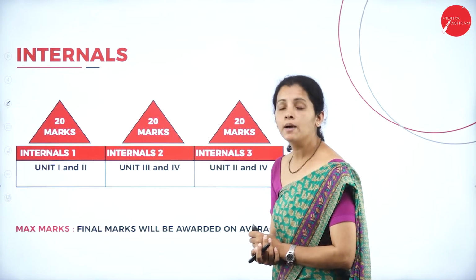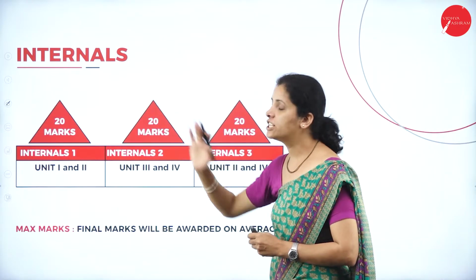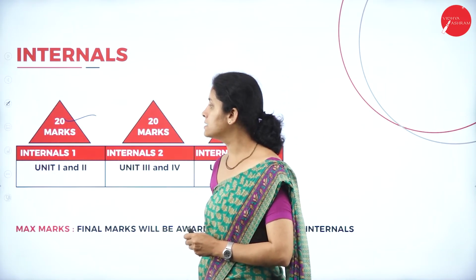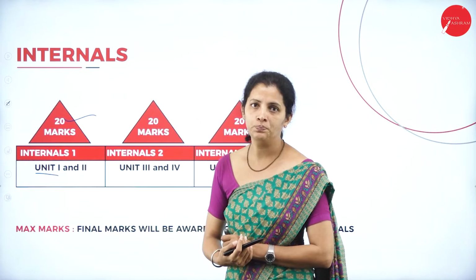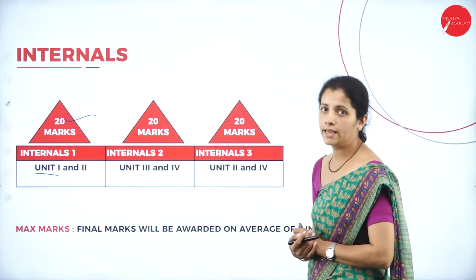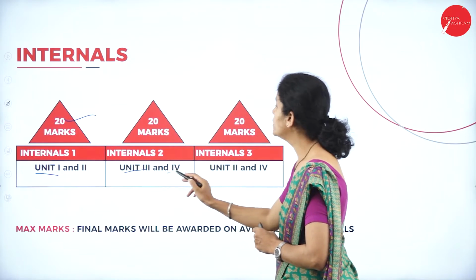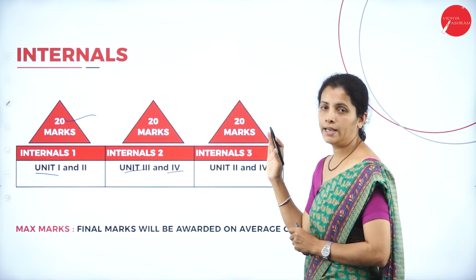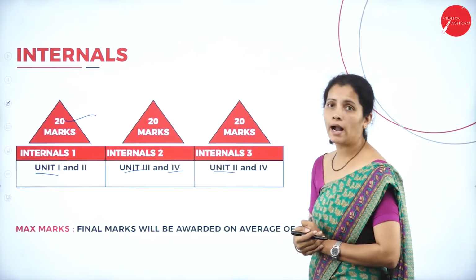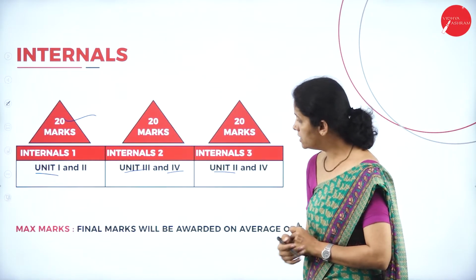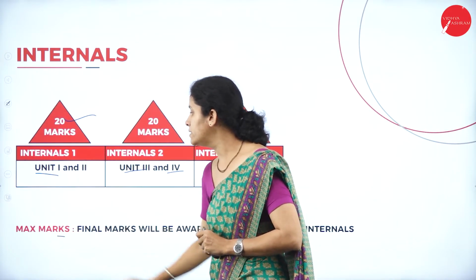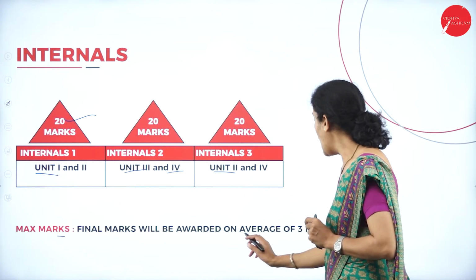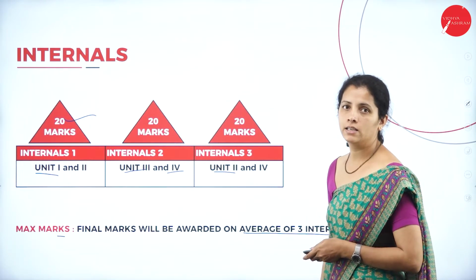Now let's see the marks allotted for each internal. So dear student, for the first internal, 20 marks, Unit 1 and Unit 2. For the second internal, once again 20 marks, Unit 3 and Unit 4. And the third internal, once again 20 marks, here it is Unit 2 and Unit 4. And dear student, please make a note here: the maximum marks are awarded based on the average of the 3 internals.